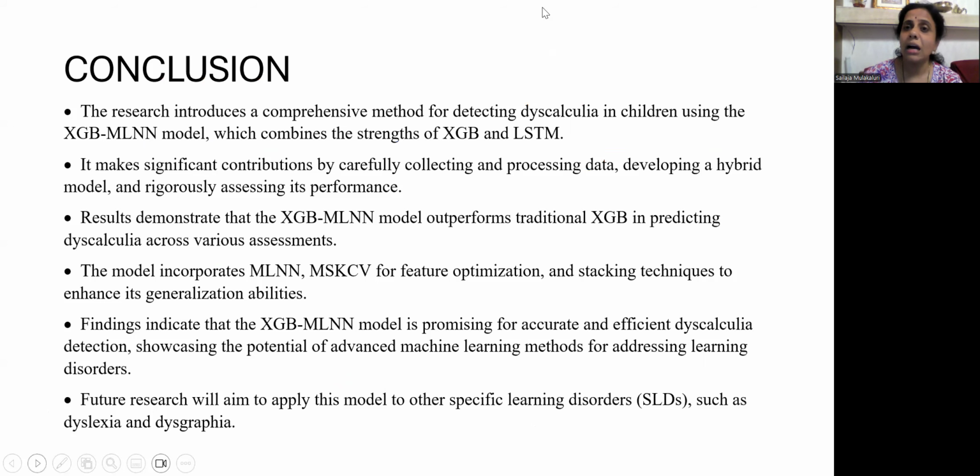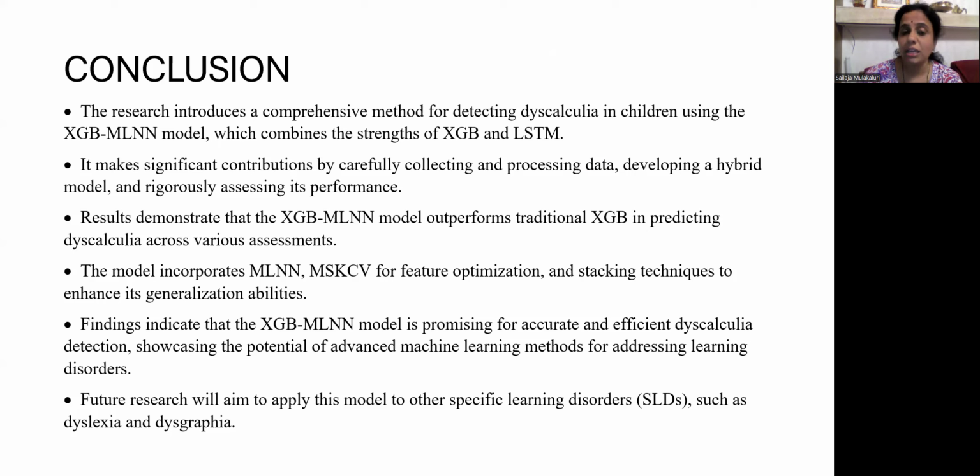So finally, to conclude, the research introduces a comprehensive method for detecting dyscalculia in children using the XGBoost MLNN, that is the multi-fold network model which we have. That is the hybrid model, or an ensembled model, of XGBoost and LSTM. It makes a significant contribution by carefully collecting and processing data, developing a hybrid model, and rigorously assessing its performance.